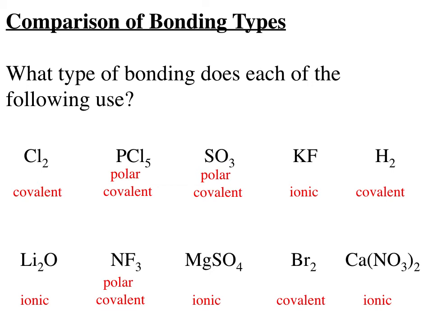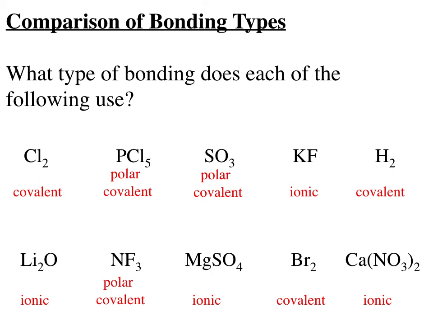Again, recapping, if elements are combining with exactly the same electronegativity, they are using covalent bonding. If elements are combining with similar electronegativity, they are using polar covalent bonding. If elements are combining with dramatically different electronegativity, they are using ionic bonding.